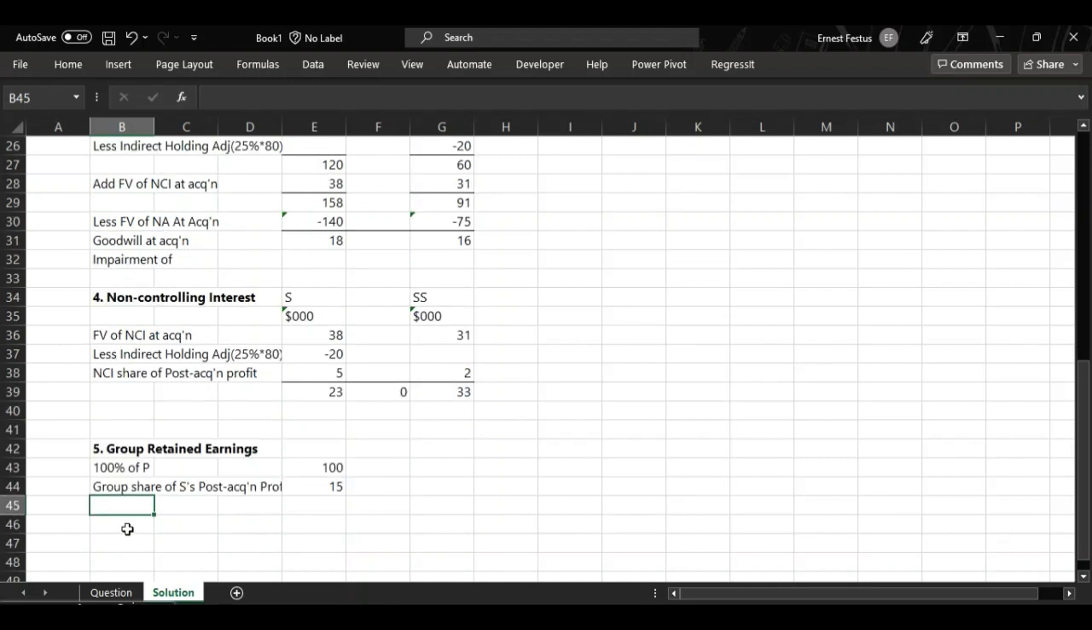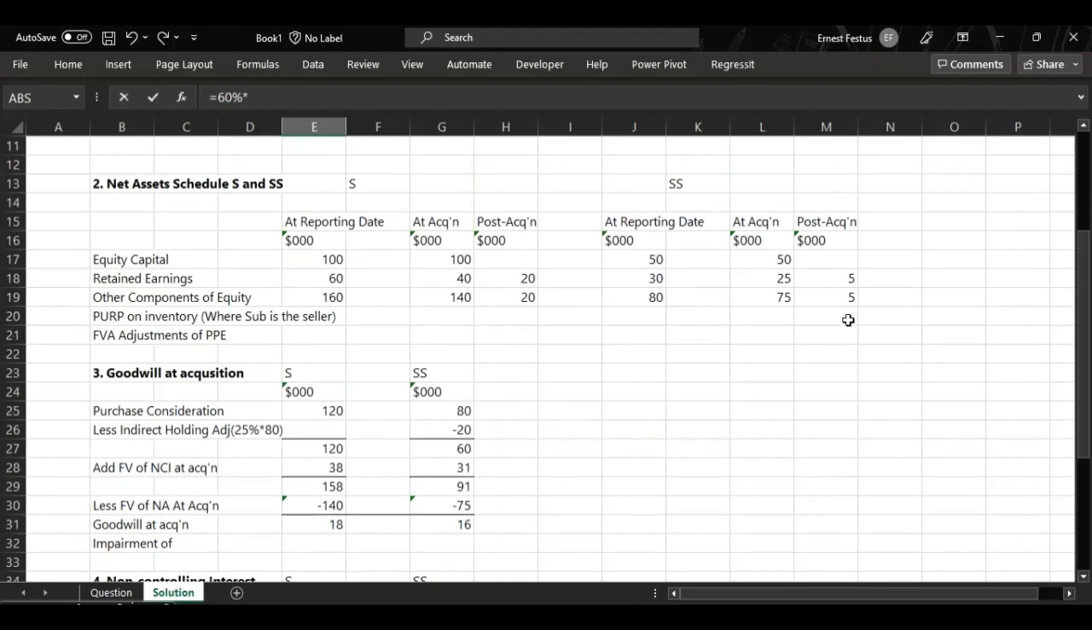And then we also have the same thing here, so I'll just copy this and paste it here. But instead of S, we will have SS. Okay, and that will be equal to 60%, which is the effective shareholding in SS, multiplied by the post-acquisition reserve, which is 5. So I'll put it here.